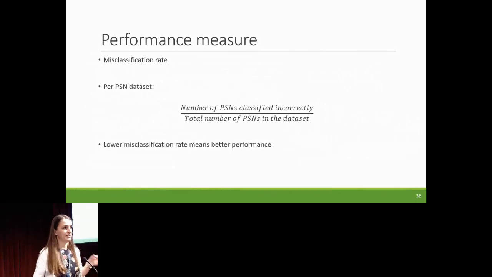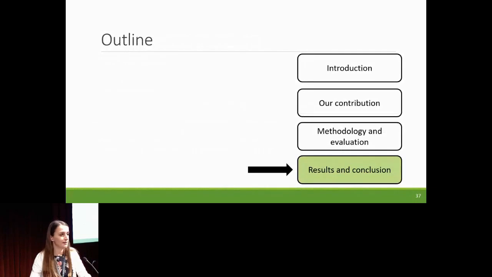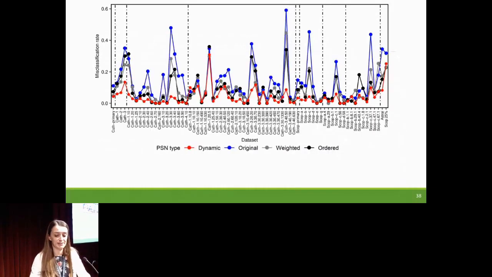And we measure performance in terms of misclassification rate. So for each of the 72 PSN sets, we count a number of PSNs classified incorrectly over total number of PSNs. So the lower score is better performance. And finally, results. What you see on x-axis are the 72 PSN sets. They're ordered in a certain way. Let's not go into those details.